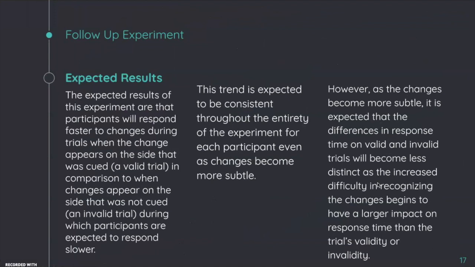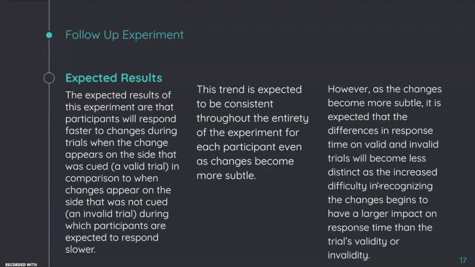Based on the results of the original Posner Cueing task, what we would expect to happen in this experiment is that participants would react more quickly to a valid trial than an invalid trial, and this trend would continue over time, even as the changes became more subtle.